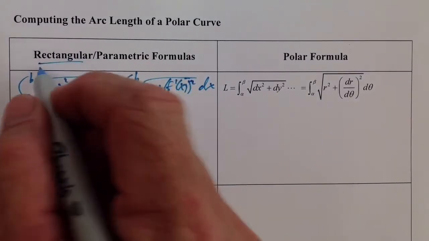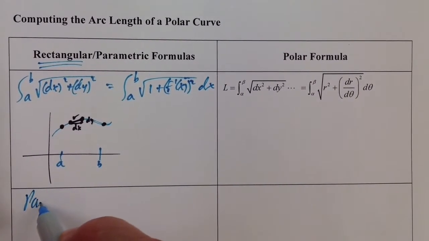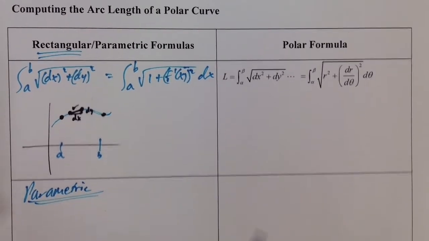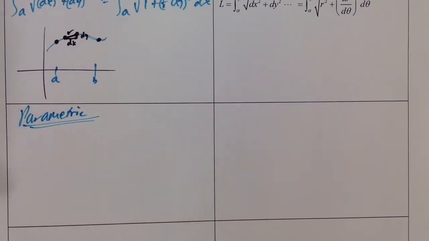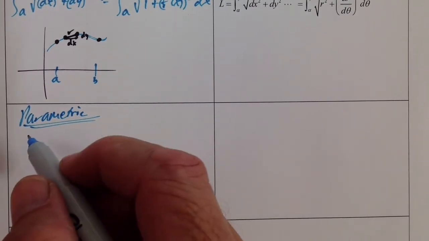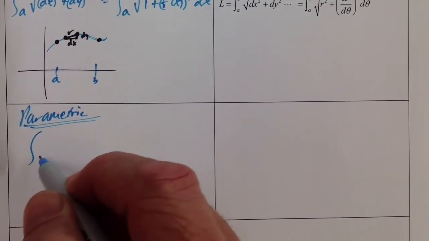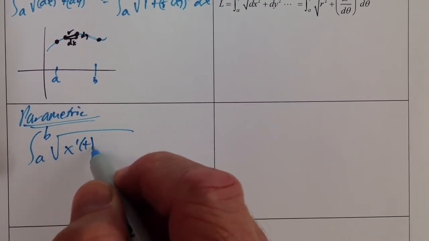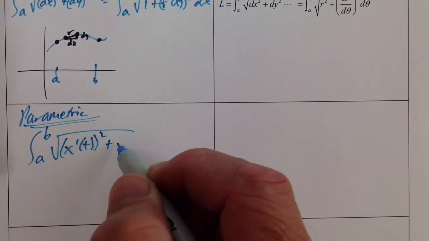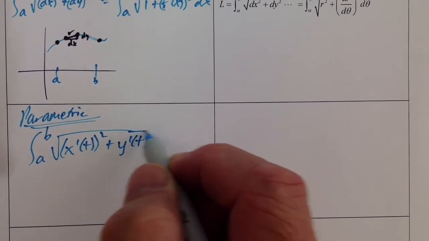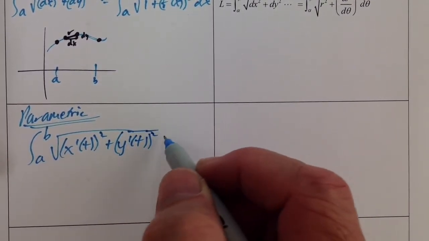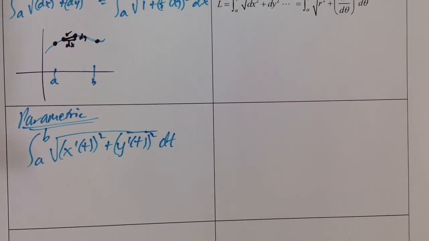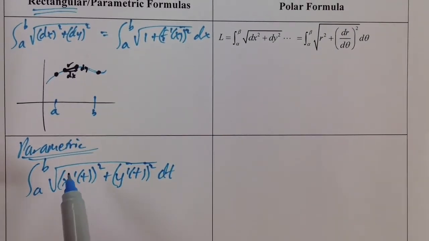That's the rectangular one. The parametric one we ended up doing just recently, and the arc length formula would be, again, from a to b, the square root of x prime of t squared plus y prime of t squared dt, when x and y are defined parametrically. So that's the parametric arc length formula.